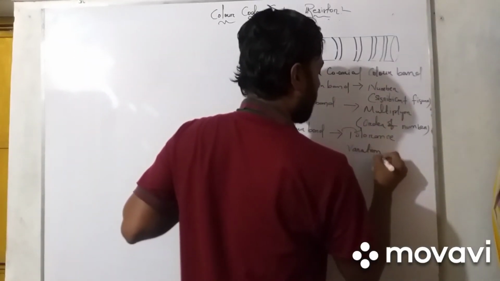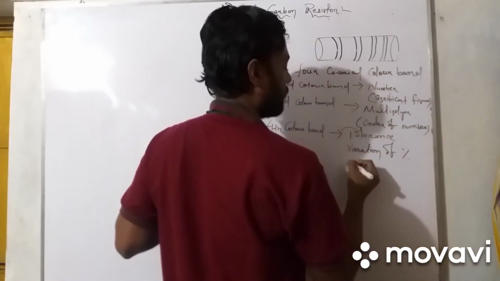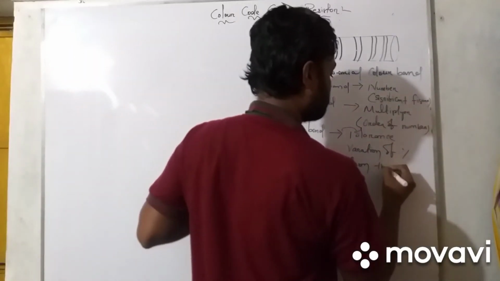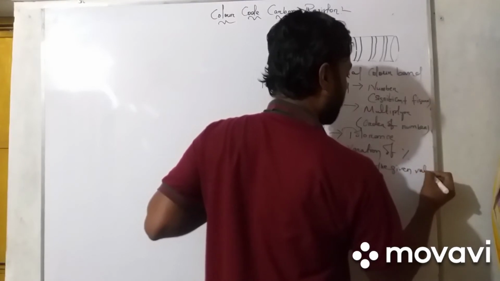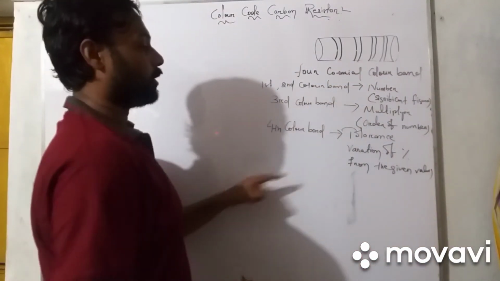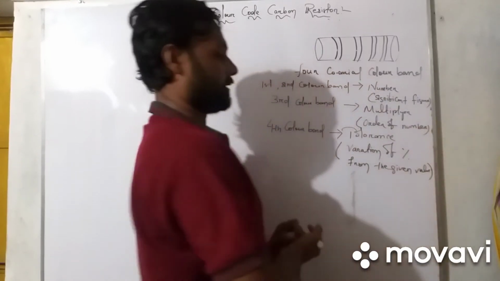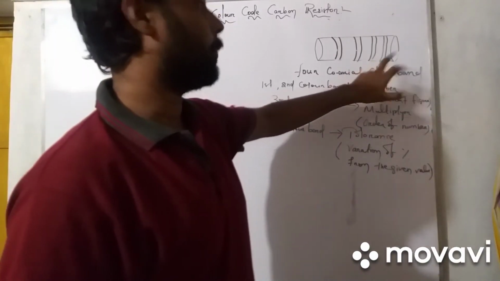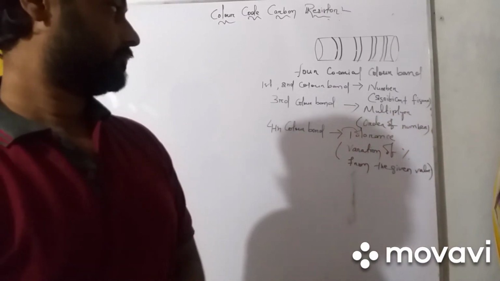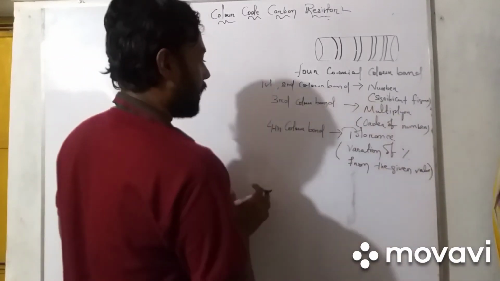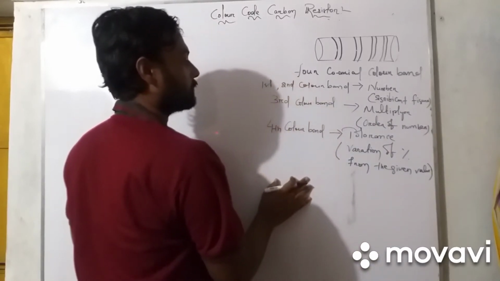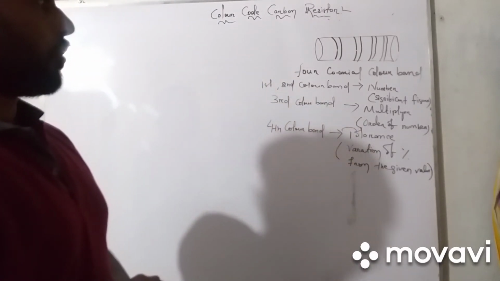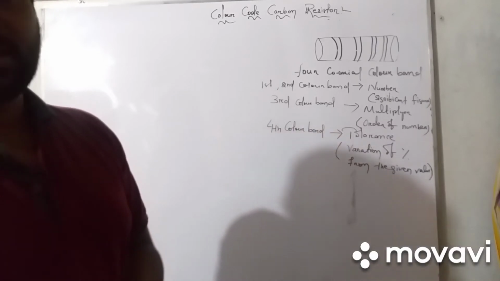The fourth color band represents tolerance. After noting all these colors in a perfect manner, we can represent the value of resistance.